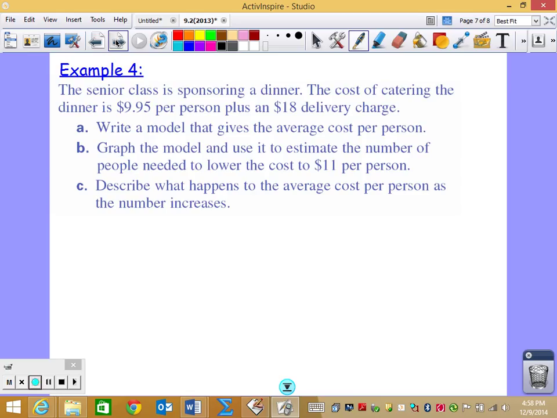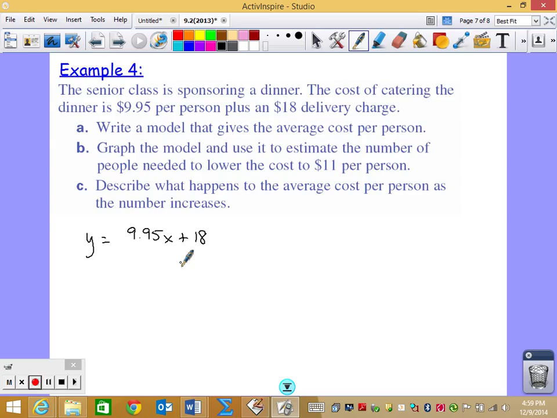The cost of catering the dinner is $9.95 per person plus an $18 delivery charge. Part A says write a model that gives the average cost per person. So I got to figure out average cost per person. So y equals, if it's $9.95 per person, then it's going to be $9.95 times x plus, there was an $18 delivery charge. So you'd have to pay 18 bucks up front. So plus $18. That would be my total cost for everybody that showed up.